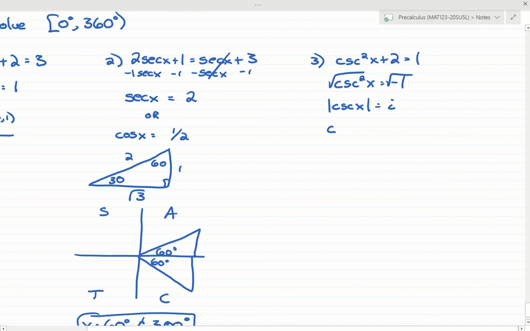So we're looking to see when is cosecant plus or minus i, or when is the sine of x equal to 1 over plus or minus i. And that's kind of a bizarre question because we know sine only goes between 1 and -1. So trig functions will never be imaginary. So we'll just say that there's no solution for this problem.